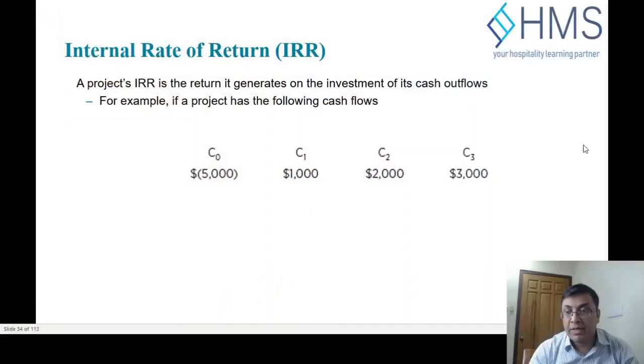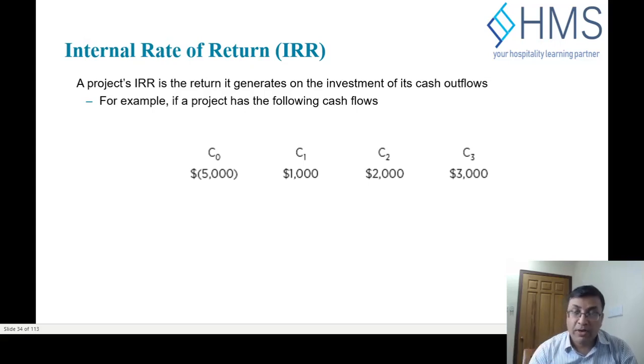As we have seen briefly in our earlier example, the IRR is where the net present value of the discounted cash flows becomes zero. So let's explain this a bit with an example. Here you will see on the screen that there are four cash flows. The project's IRR is where it generates cash inflows equal to the investment amount. Here you have a project investment of $5,000, with cash inflows of 1,000, 2,000, and 3,000. So total cash inflow is $6,000, and the cash outflow is $5,000. At what rate does this 6,000 become equal to 5,000 in year 0?